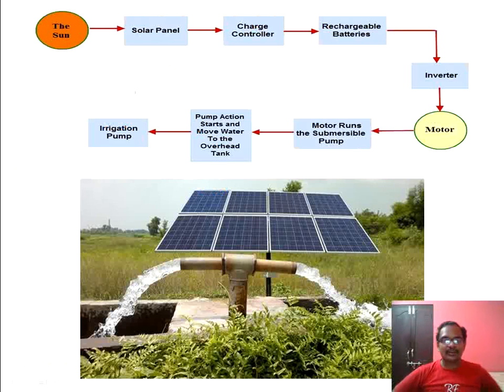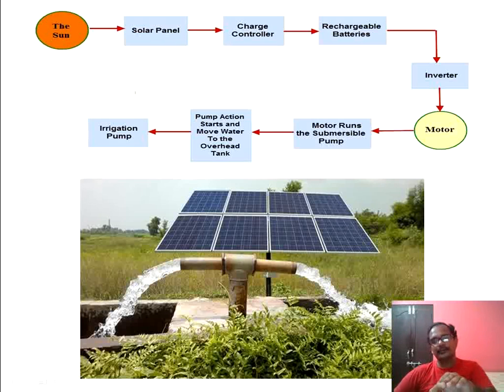Now let us see about an AC motor. We have the sun. When sunlight falls on the solar panel, electricity will be generated, which will be fed to the charge controller and then to the batteries. From the batteries we use the inverter. The inverter converts the DC into AC and it is fed to an AC motor, and this motor will run a submersible pump, and this pump action moves water to the overhead tank, and it will be used for irrigation purposes.